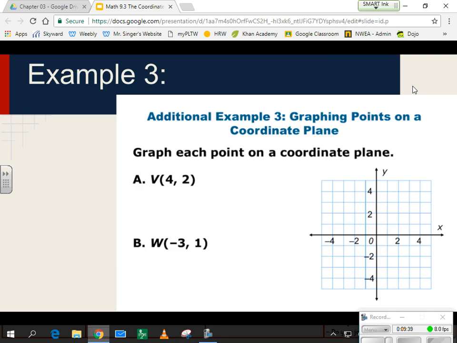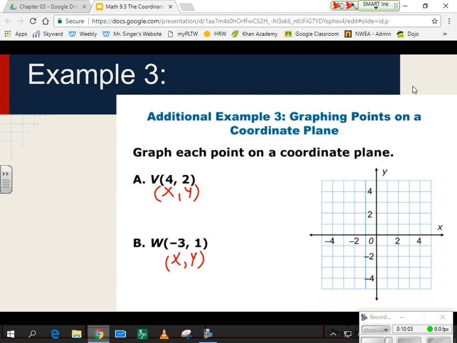Example 3, we're going to look here how to graph points on a coordinate plane. So now we're going to look at having the coordinates and the letter and how you put them on the graph. Well, the first thing we have to do is we have to find where the dot's going to go. So again, this is x, comma, y. It tells us which number we have to do in what order.